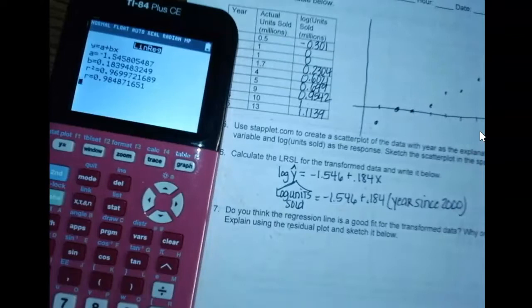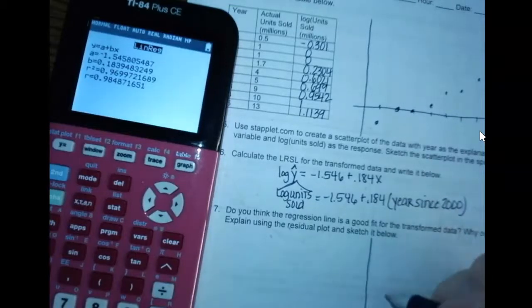Okay. Now, do you think the regression line is a good fit? So when they start talking about, do you think the line is a good fit, that's your hint to go look at your residual plot. All right, so let's take a look at our residual plot. We're going to sketch it. So I'm going to just give myself a place here.